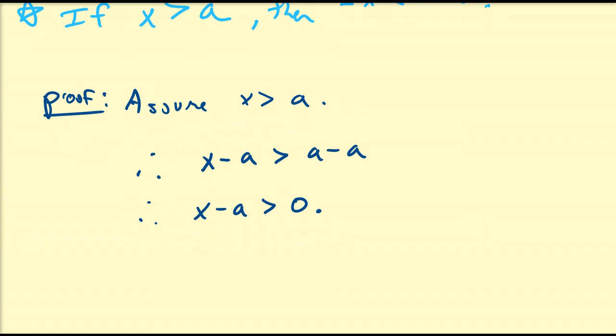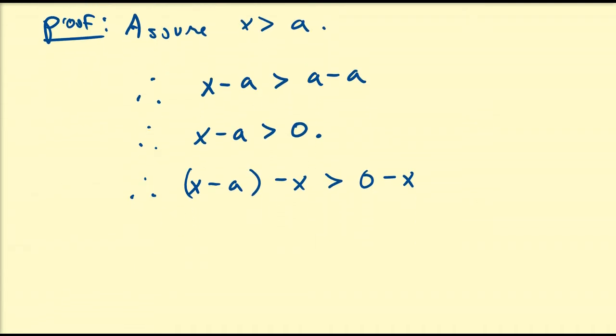So if this is true, what can I do? Well, I can subtract x from both sides of this inequality. So I can have x minus a minus x must be greater than 0 minus x. So what can I do? Well, this is just subtraction and it's not multiplied, so I can just remove my parentheses. So I have x minus x, and I can rearrange them since the commutative property of addition holds in this, because this is x plus negative x, so I can rearrange them, and they will cancel.